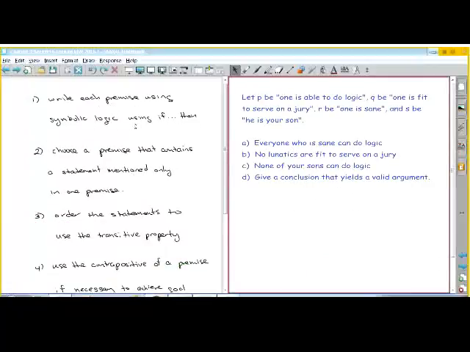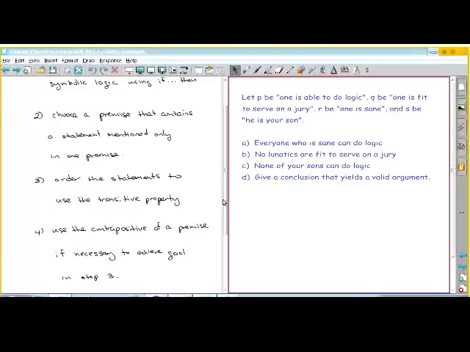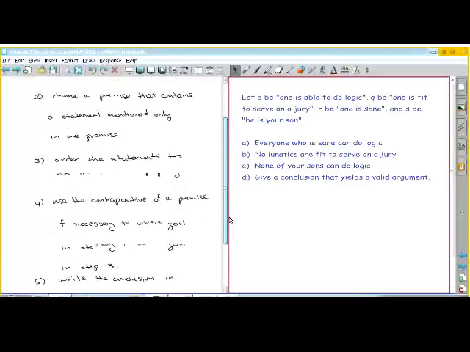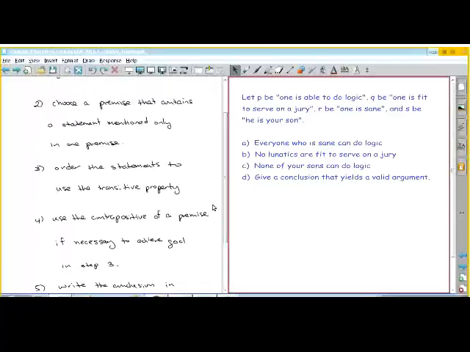And here's the procedure. Write each premise using symbolic logic. Choose a premise that contains a statement mentioned only in one premise. That'll be your first statement. Order the statements to use the transitive property. Use the contrapositive of a premise if necessary to achieve the goal set out in step 3. And write the conclusion in symbolic logic. This is in your book. I just rewrote it. Let me tell you what page it's on so you don't have to write it all down again.